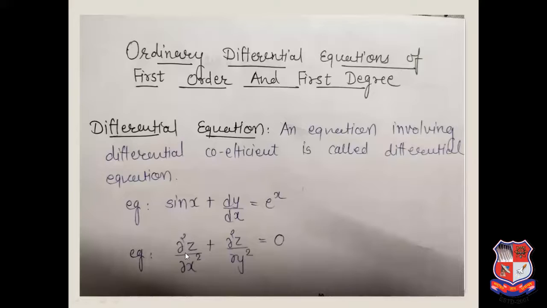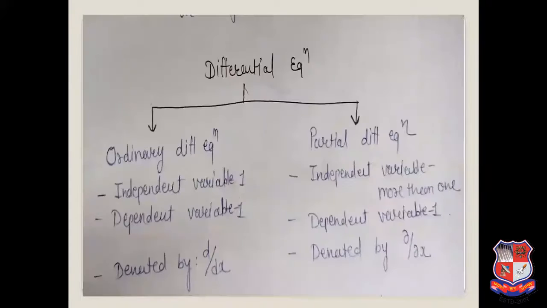That's why this equation is called differential equation. Example number 2, del square z by del x square plus del square z by del y square equals to 0. In both the terms, differential coefficient is present, so this equation is also called differential equation. We classify the differential equation in 2 parts, ordinary differential equation and partial differential equation.